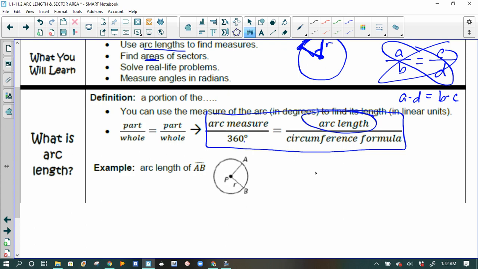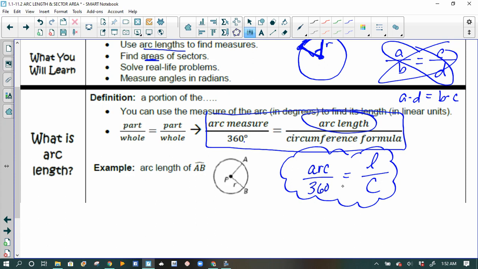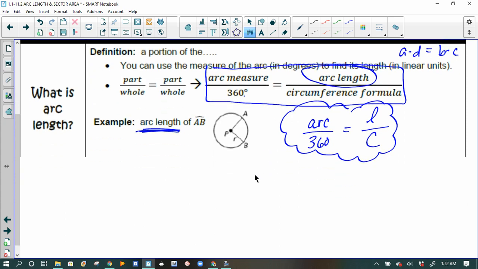So the way I always do this is arc over 360 is length over circumference. As long as you stick with this proportion, as long as they're asking for arc length, then as long as you put the numbers where they go, everything will be okay. Okay? So make sure that you have this formula written down.